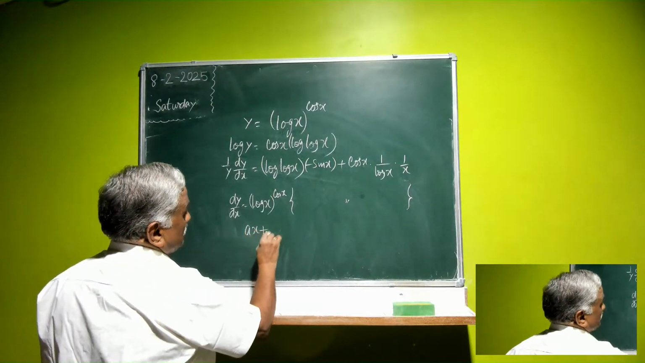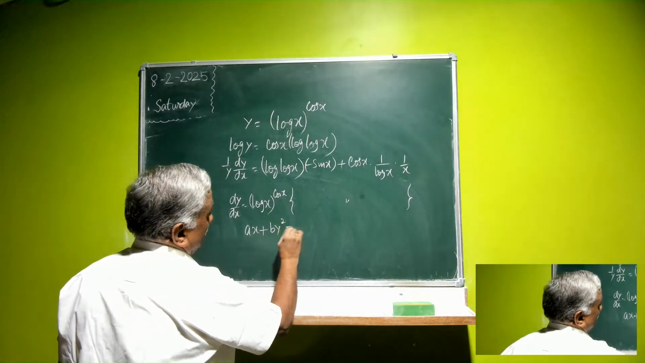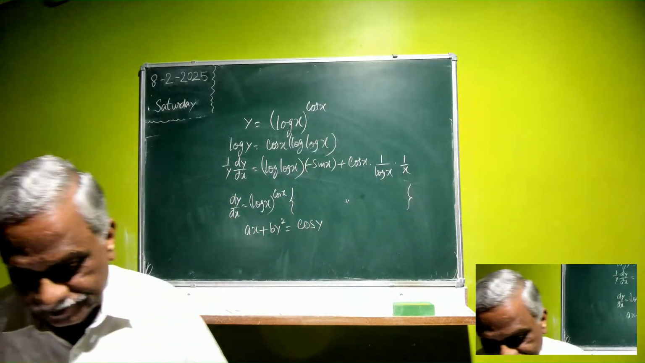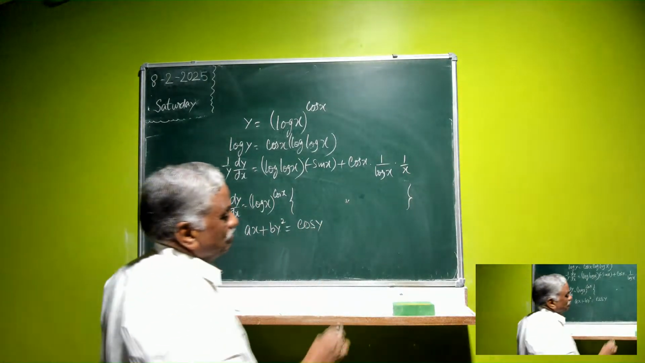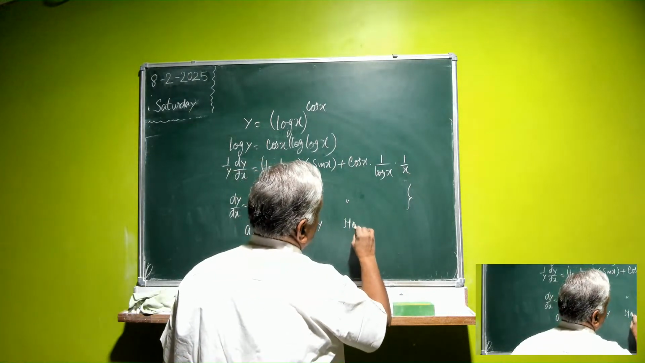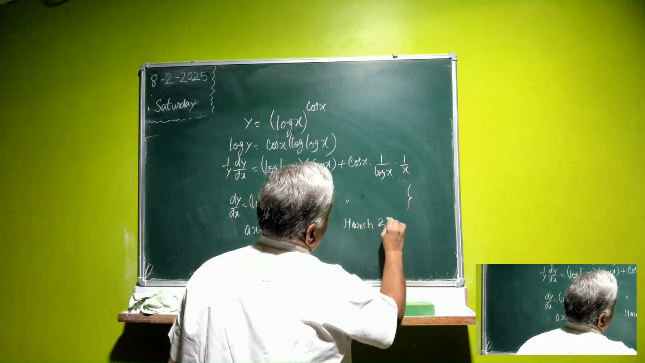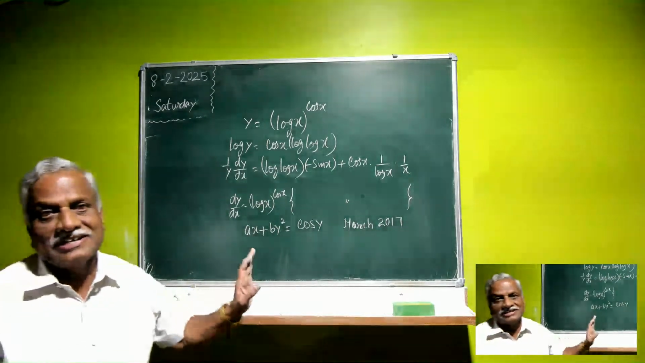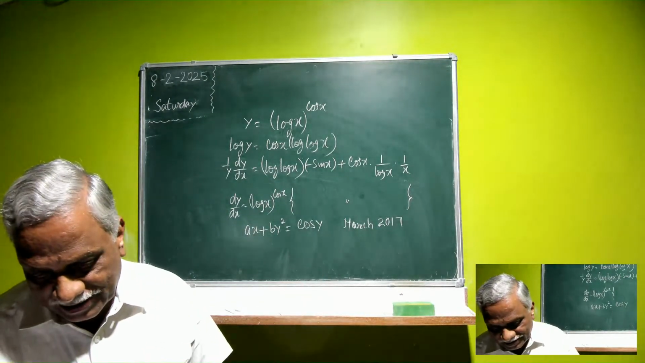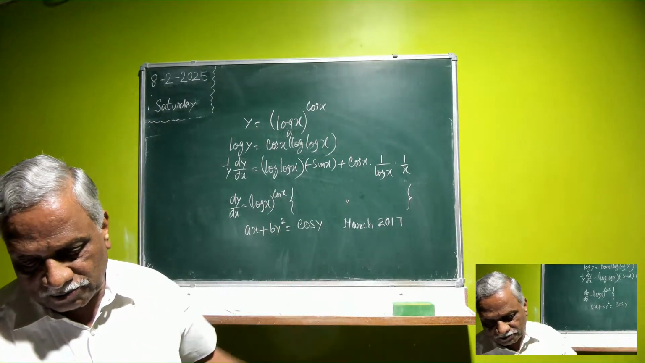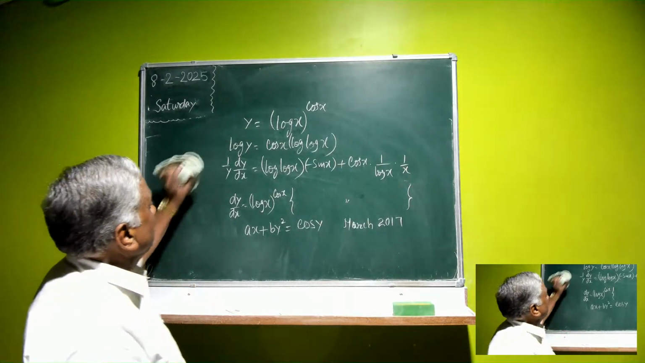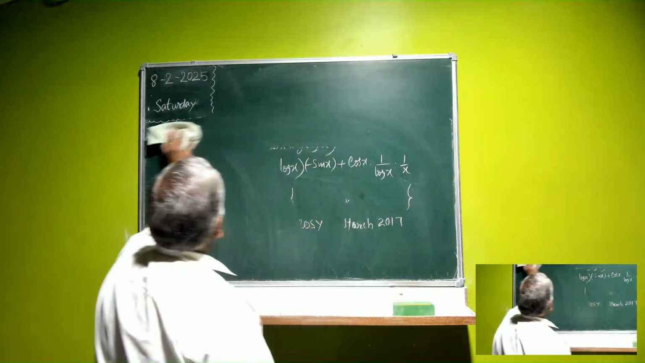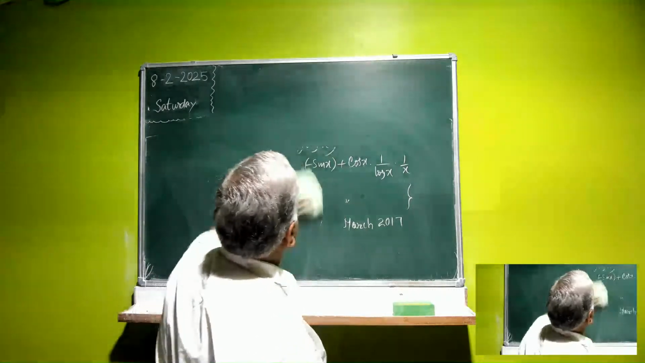Ax plus by square is equal to cos y. In March 2017, the same problem was given even without changing anything, so there is no need of working. I'll move on to July 2009. We are realizing how the same problems are repeated.